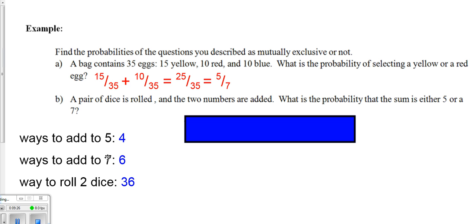There are 6 different ways that they'd add up to 7. 1 and 6, 2 and 5, 3 and 4, 4 and 3, 5 and 2, and 6 and 1. So that's 6 different possible ways to add up to 7.